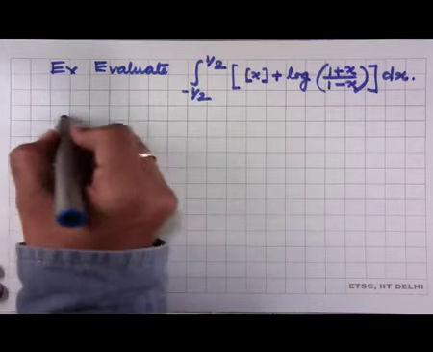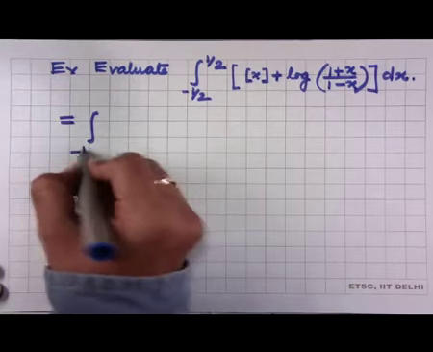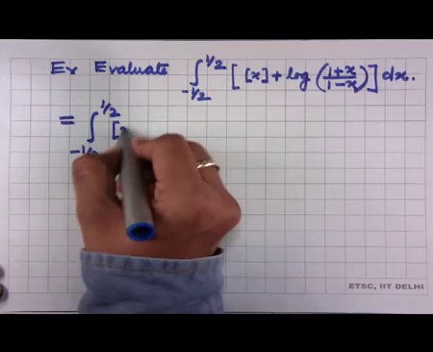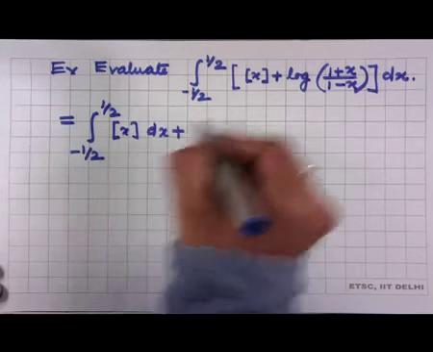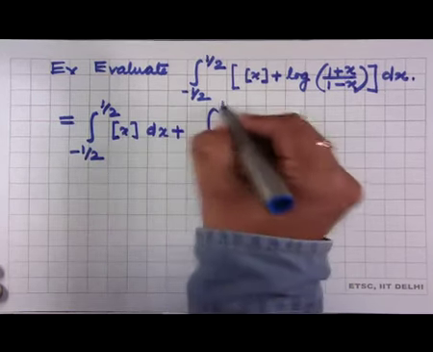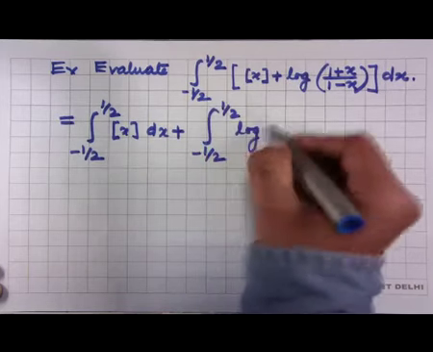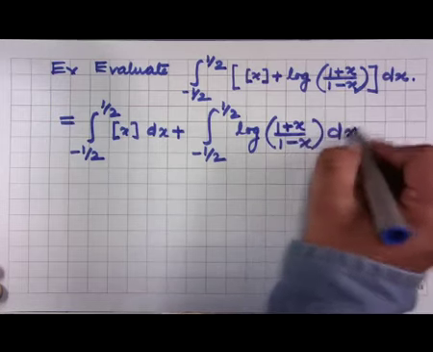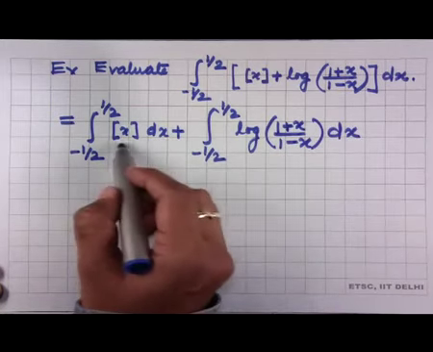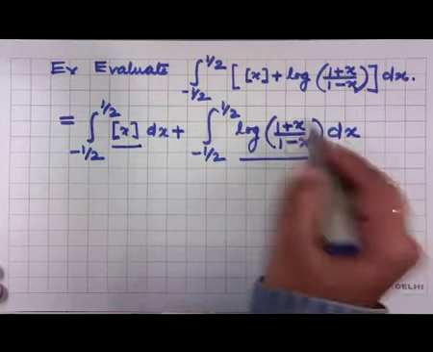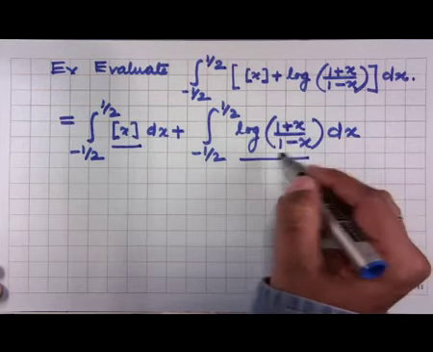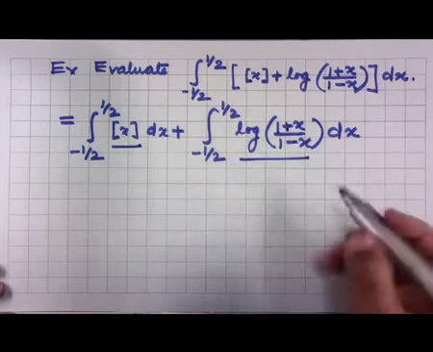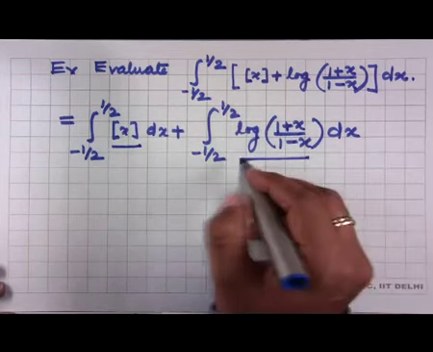So let us write the integral as... it seems very complicated because we have very heavy functions here, the greatest integer function and a logarithmic function whose input argument is (1 plus x) upon (1 minus x). But you see the interval is of the form minus half to half, which can be related with even and odd functions.